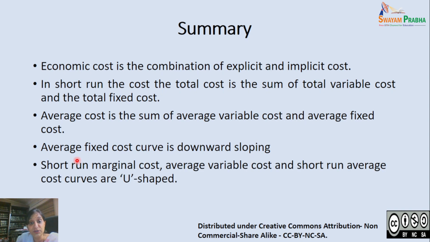Short run marginal cost curve, average variable cost curve, and short run average cost curve, meaning MC, AVC and AC, all these curves are U-shaped, indicating initially as output rises, average cost falls, and then reaches a minimum. After that, if the firm still produces more, these particular costs start rising.